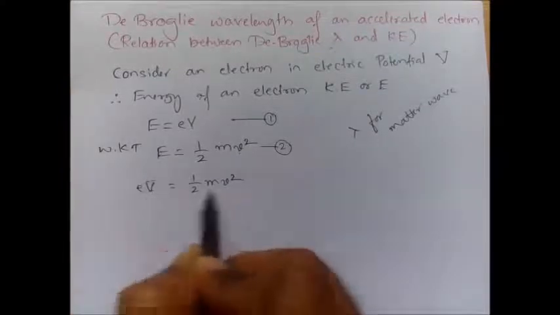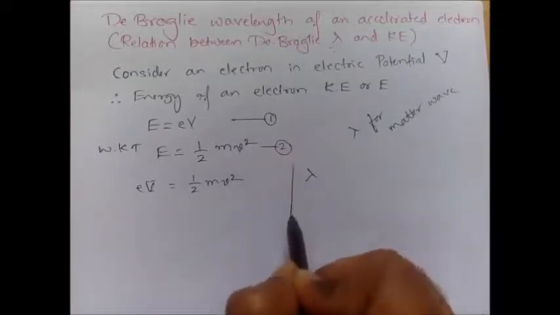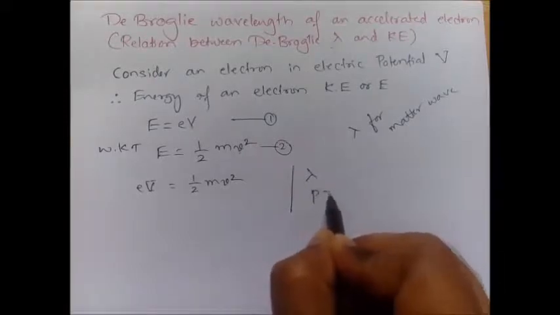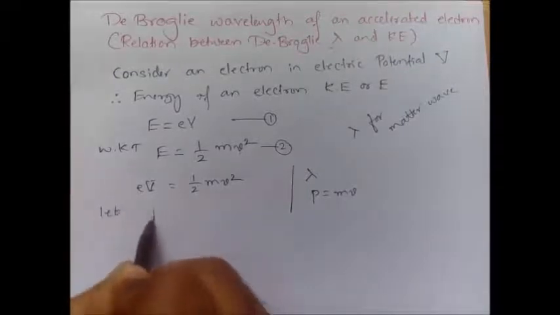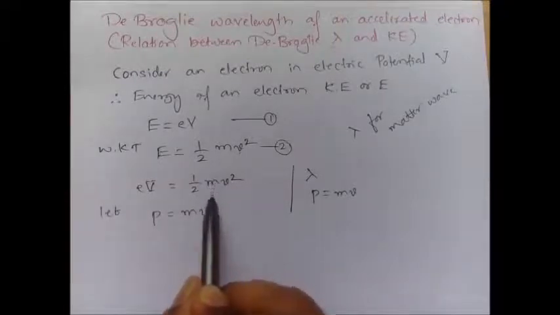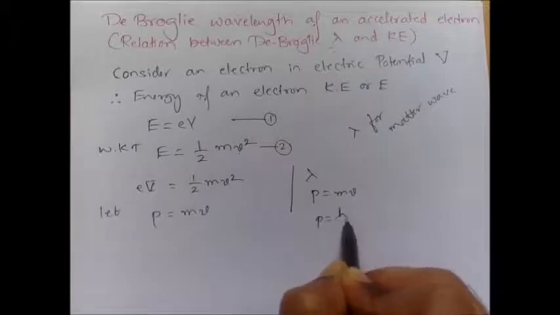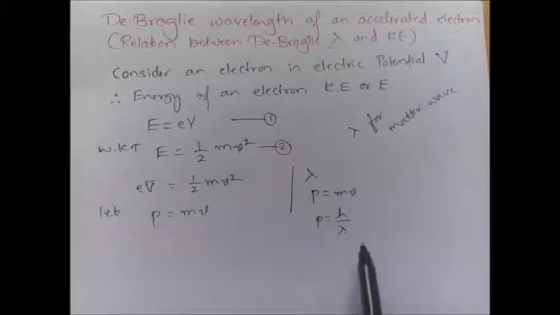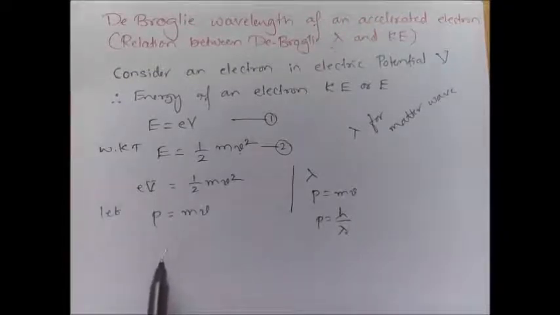What we want is the relation with this lambda. Where is the lambda term in this equation? There is no lambda term in that equation, but we know that p, that is momentum, is equal to mass into velocity. We also know that p is given as h divided by lambda. So we have to bring this lambda into this equation, and find out the de Broglie wavelength.